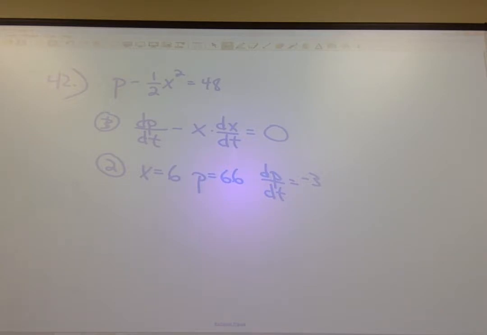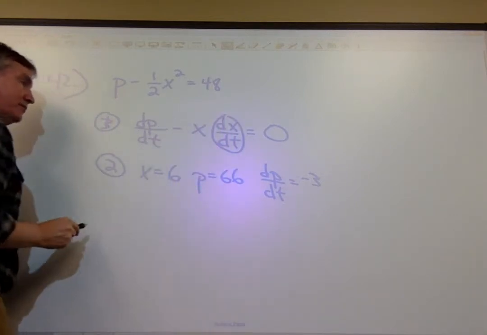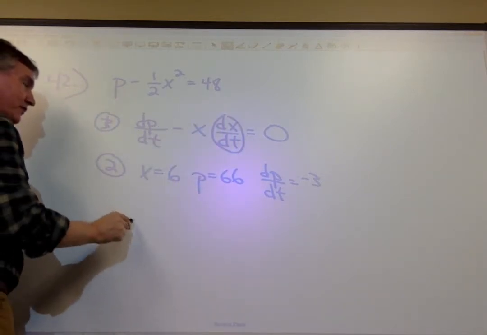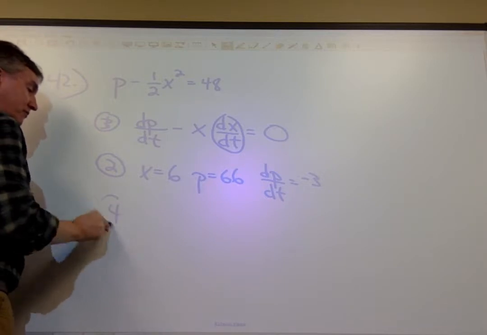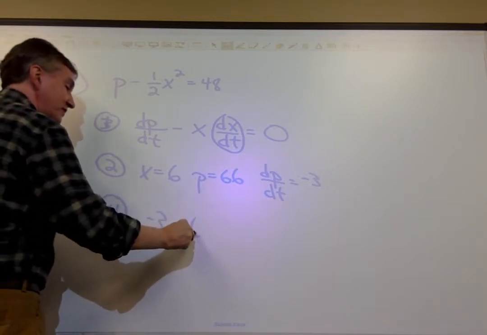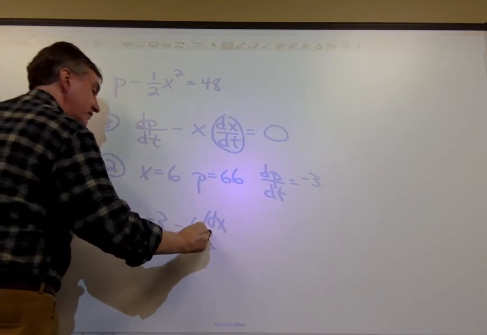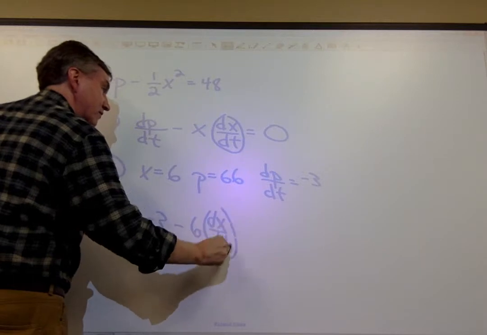All right. Well, let's see. If I'm looking for this rate, let's plug in everything else we need. So step 4, I'll say -3 minus 6 times dx dt equals 0.